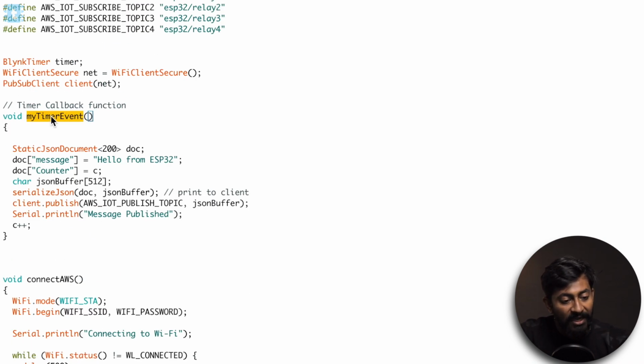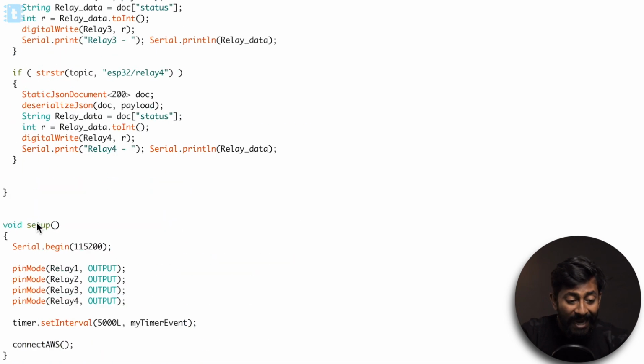Here's the my timer event function. We are creating a JSON document in which we are sending a message called hello from ESP32. Along with that, we are also sending the counter value as C, and that counter value will be incremented all the time. So every 5 seconds it will send a message as well as the counter, and we'll get a new counter every 5 seconds onto our AWS MQTT dashboard. That's the task performed by the timer here.